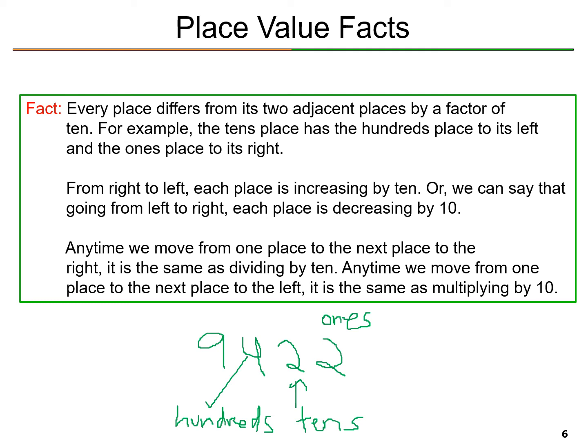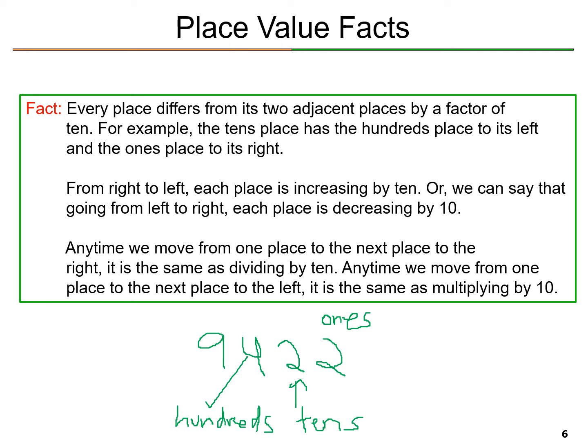So anytime I'm going from right to left, I'm increasing by a factor of 10. So if I go from the ones place to the hundreds place, that is 100 times. So the hundreds place is 100 times the ones place. The thousands place is 10 times the hundreds place. If I go from the tens place to the thousands place, that's a factor of 100.